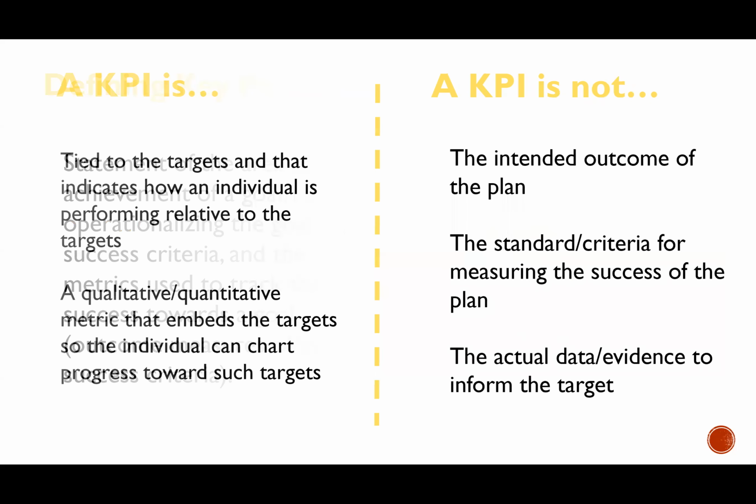So if we look at what a KPI is, a KPI is tied to the targets and indicates how an individual is performing relative to the targets. A KPI is a qualitative or a quantitative metric that embeds the targets so the individual can chart progress towards such targets. A KPI is not the intended outcome of the plan. It is not the standard criteria for measuring the success of the plan. It is not the actual data evidence to inform the target.